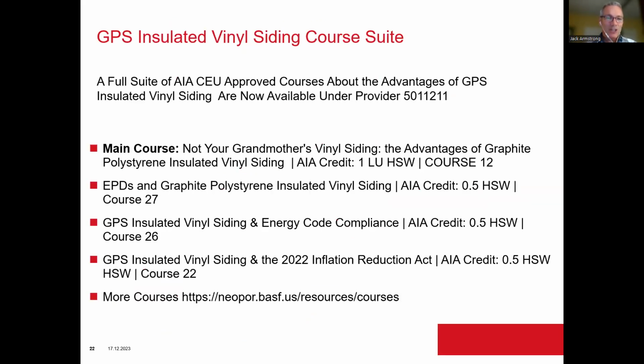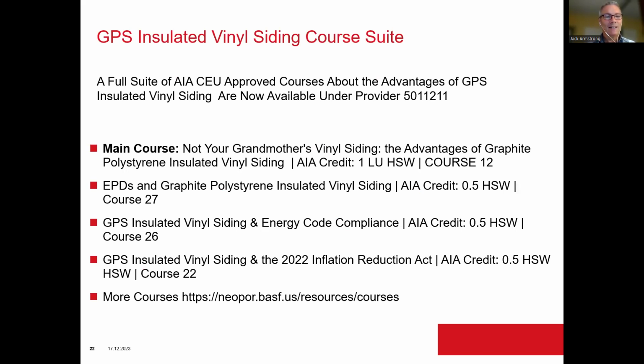Next to last, I wanted to share with you once again the suite of courses that are available. The main course, the 1-hour umbrella course, which was kind of a prerequisite for this nano course, was Not Your Grandmother's Vinyl Siding, Advantages of Graphite Polystyrene Insulation. That one is a full one learning unit credit of health, safety, welfare. And then today we discussed the energy and code compliance portion of the nano course.